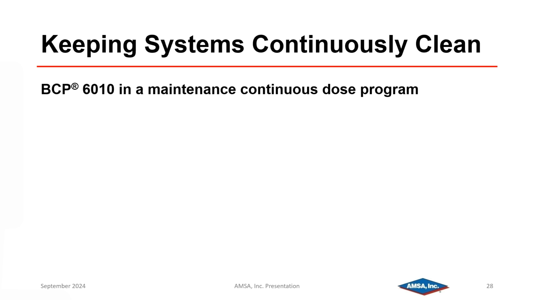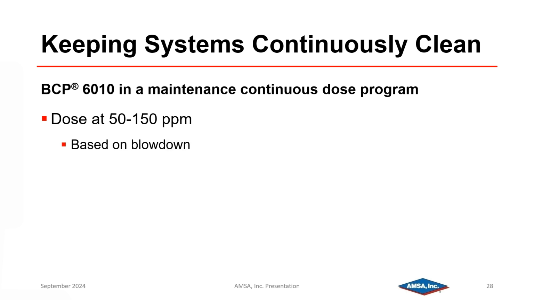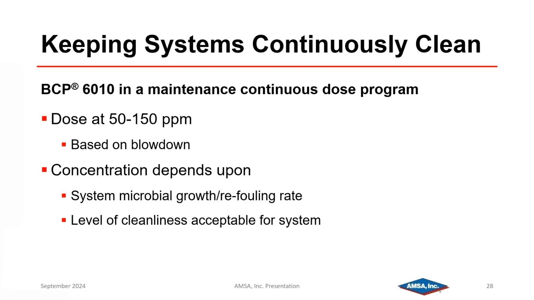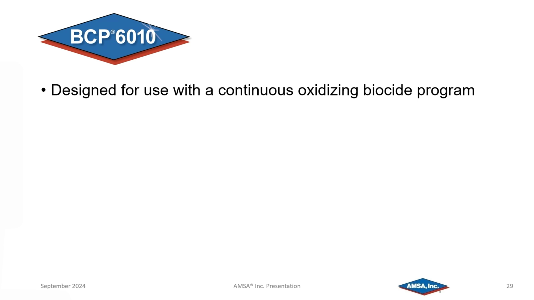BCP 6010 is a product that AMSA has developed to be a continuous dose product. BCP 6010 is dosed at 50 to 150 ppm, and that is more on par with the dosing levels that you use with your inhibitor chemicals. It is based on blowdown. Once again, the concentration depends on the microbial refouling rate as well as the level of cleanliness that is acceptable for the system. BCP 6010 was designed in particular to be used with a continuous oxidizing biocide program.